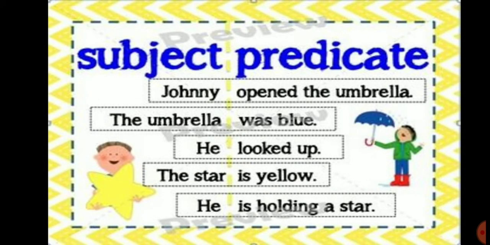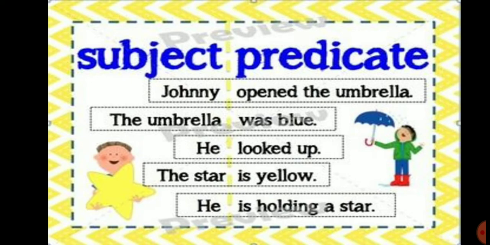Let's see the example. First sentence, Johnny opened the umbrella. In this sentence, we are talking about Johnny. So, Johnny is the subject. And what are we saying about Johnny? That he opened the umbrella. So, opened the umbrella is the predicate.